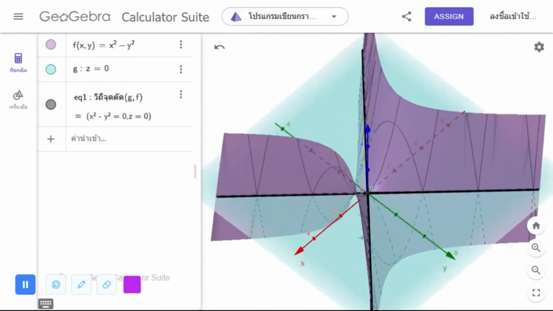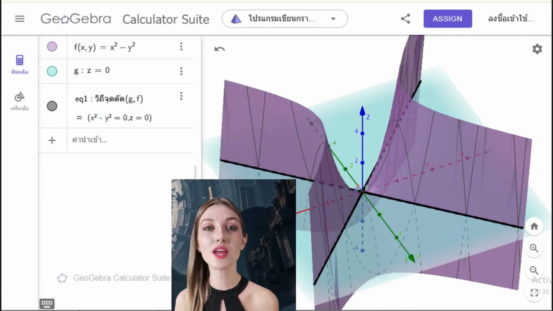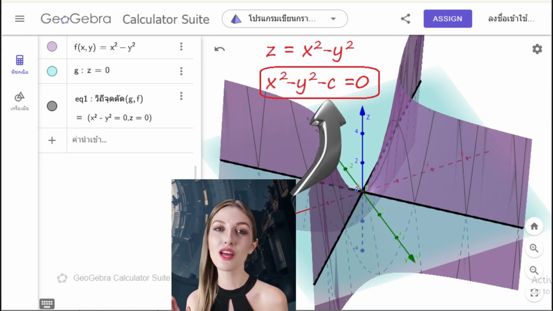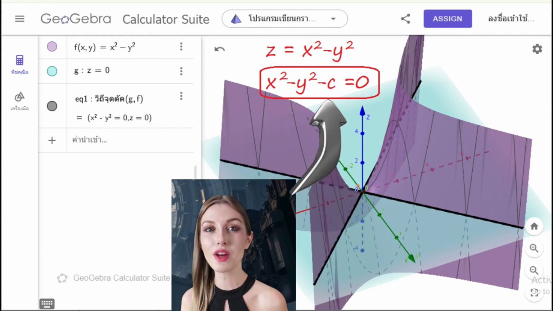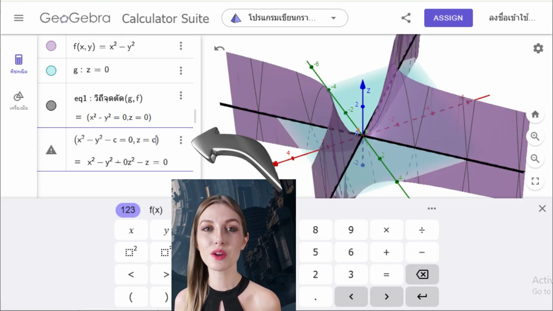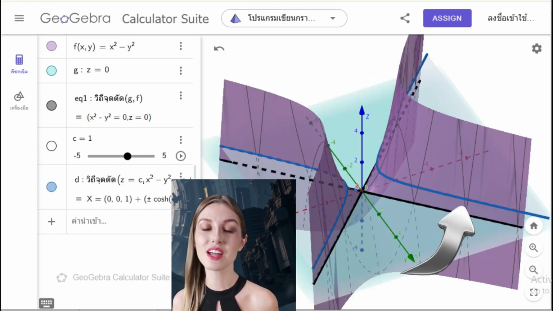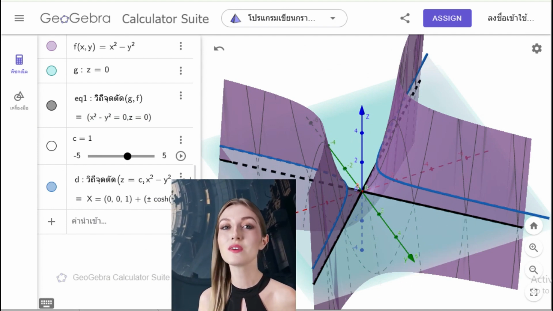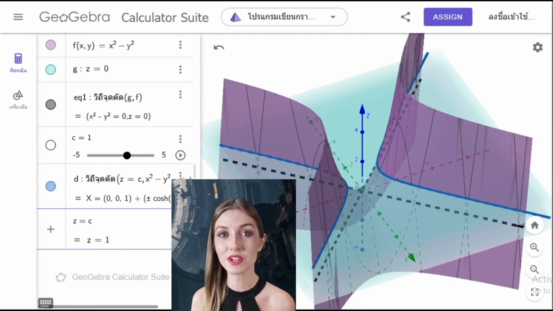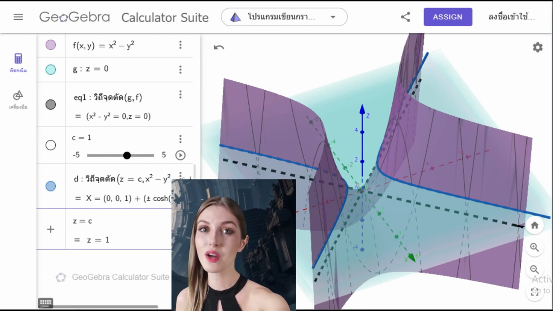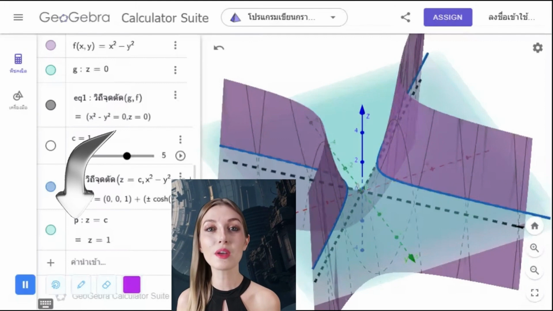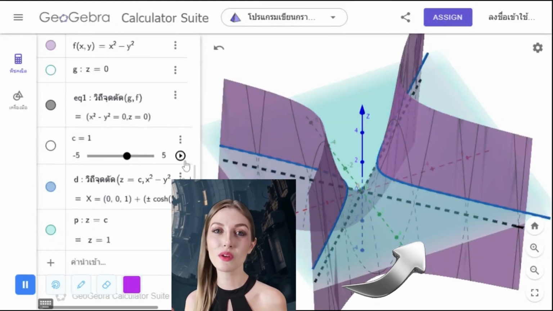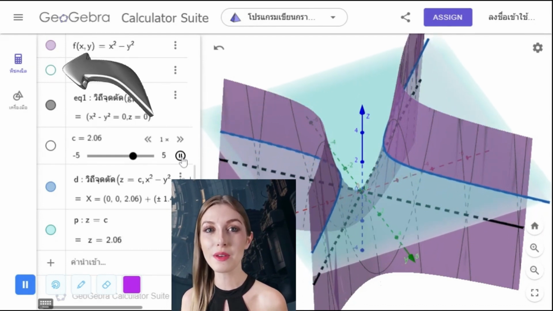We can create the plane z equal to c. Let's substitute z by c and rearrange the equation. Type the equation in the input box. The intersection lines appear at the plane z equals 1, where c is a parameter. To see the intersection curve easily, type the plane equation z equals c in the input box. The plane appears, ready for moving. Click to hide the floor plane and click play.